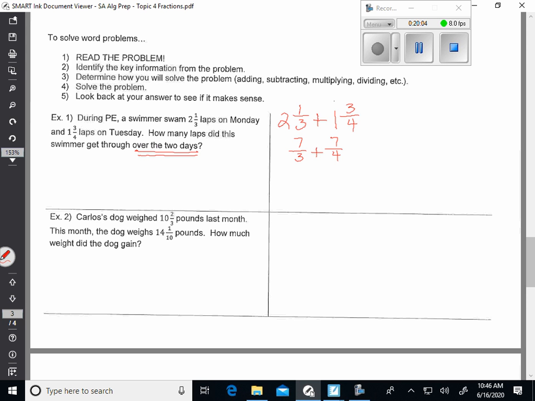The first fraction has a denominator of 3, not 4. So you're going to take 7 over 3 and multiply the top and bottom by 4. 7 over 4 has a denominator of 4, not 3. So we're going to take the top and the bottom and multiply it times 3. Why would we do that? Because we're going to force the denominator to be the same. 4 times 7 is 28, and 4 times 3 is 12.